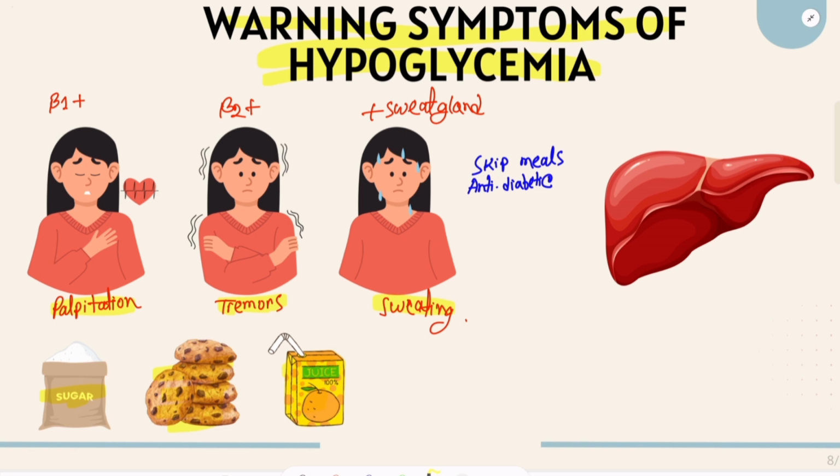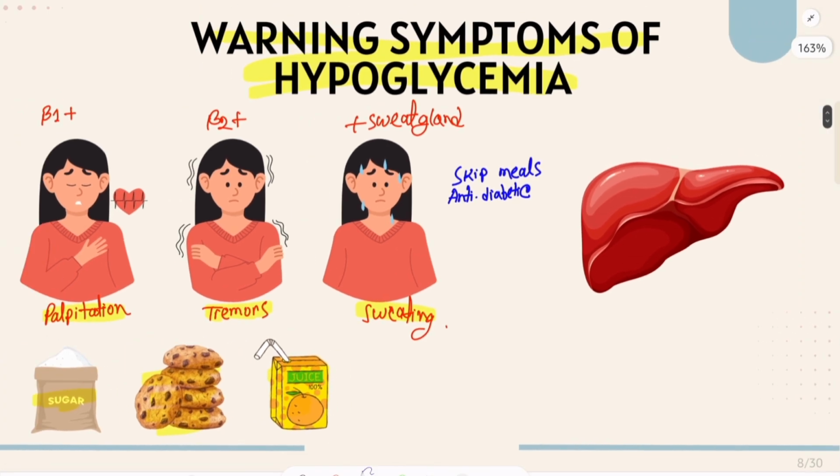If the doctors do not tell him about these symptoms, the person will not take sugar. What will happen? Will the person go into a coma? No, the person will not go into a coma, because now the beta 2 receptor, which is present in the liver, will be stimulated. We know the liver is the site of metabolism.